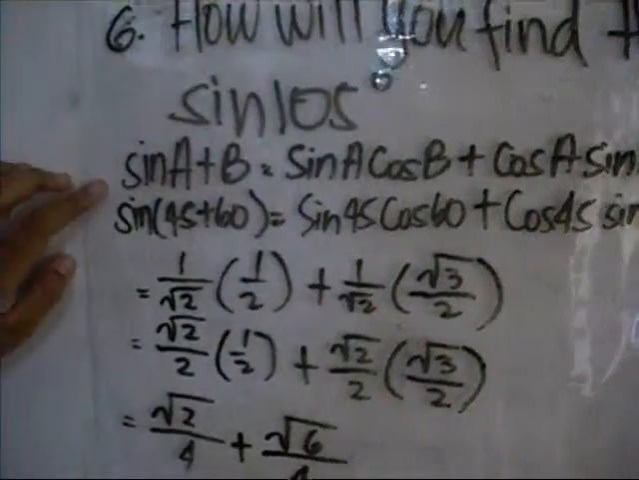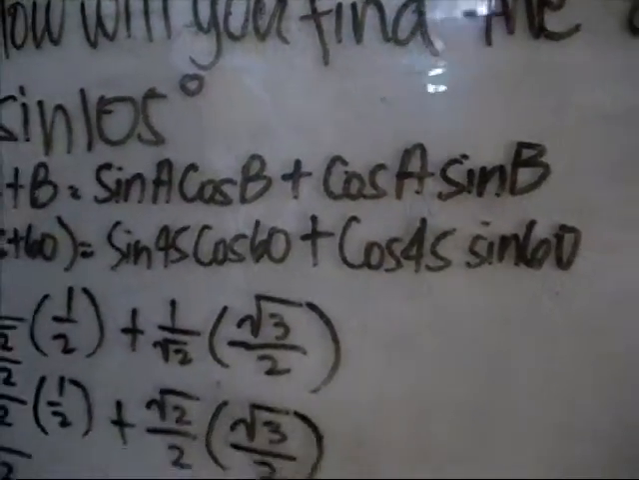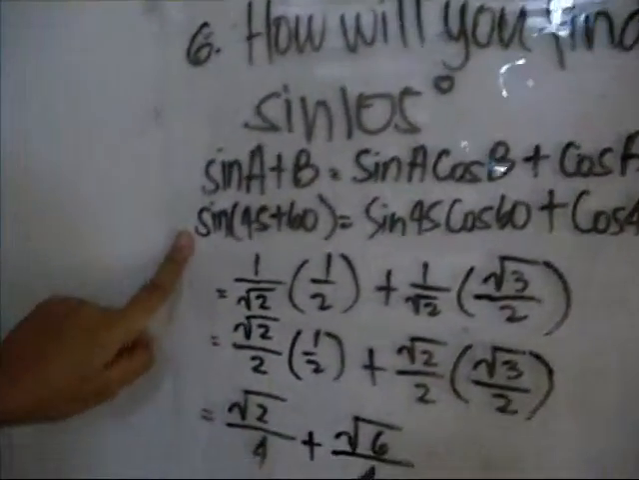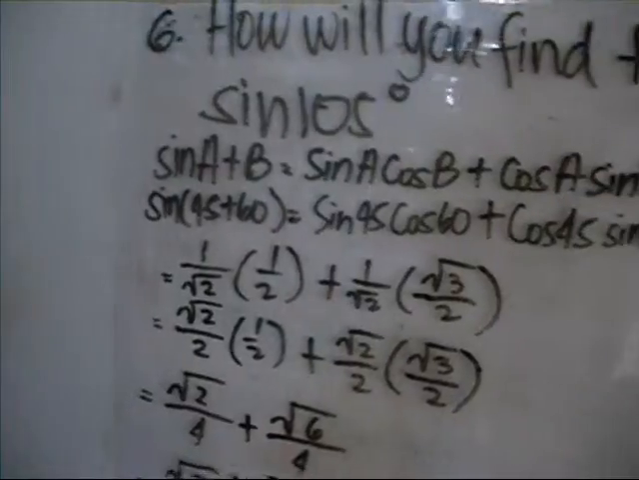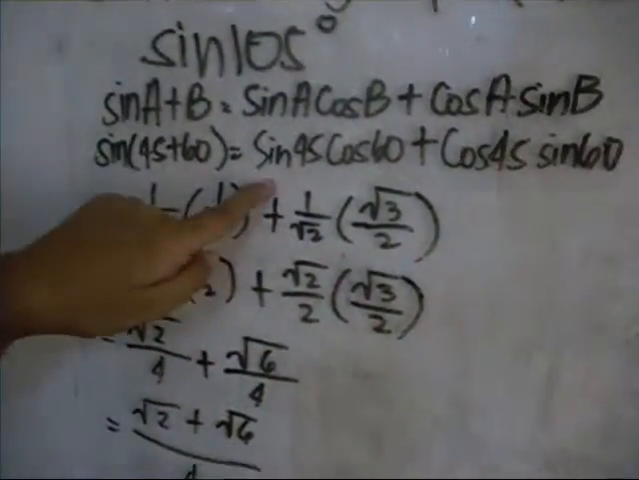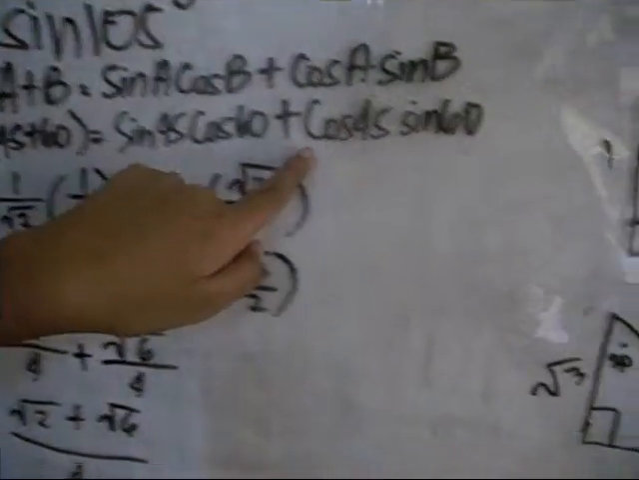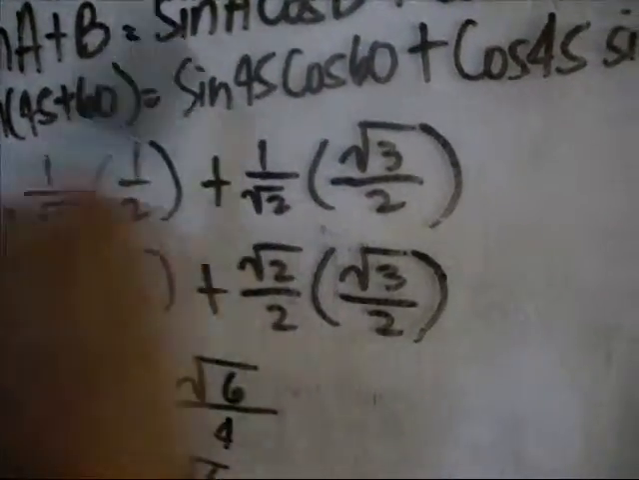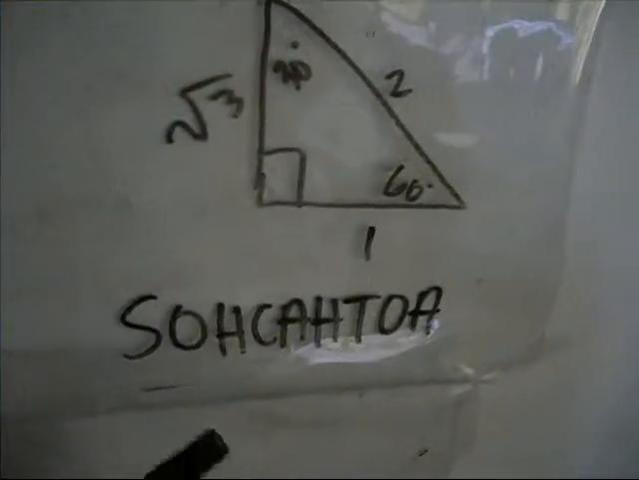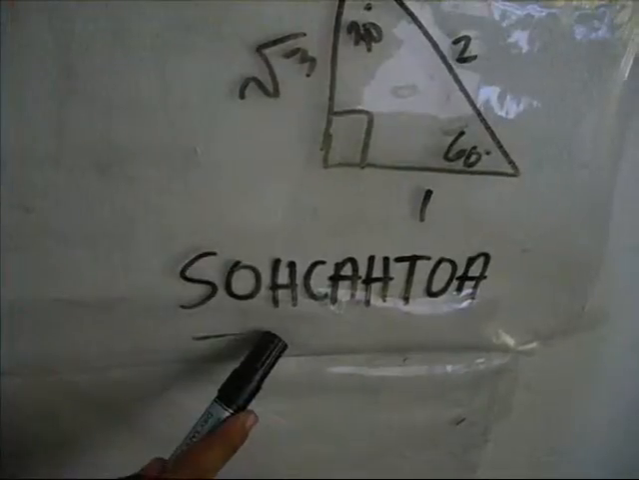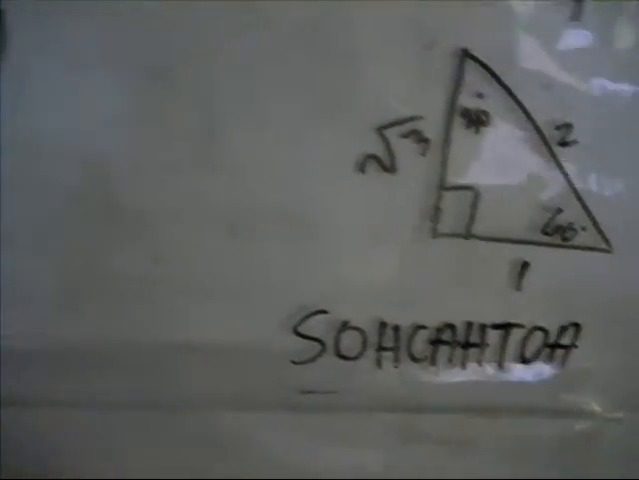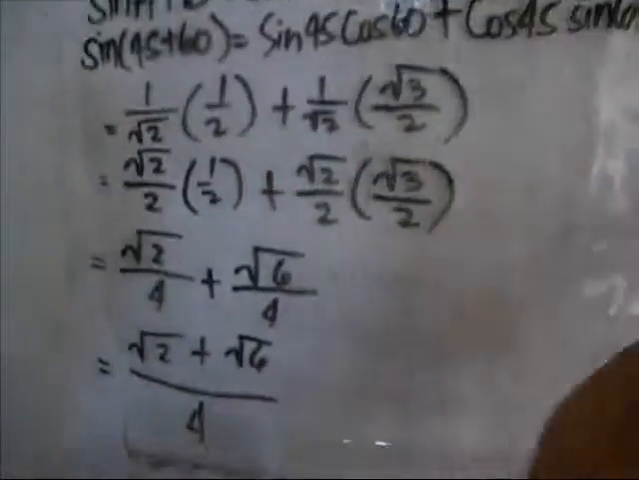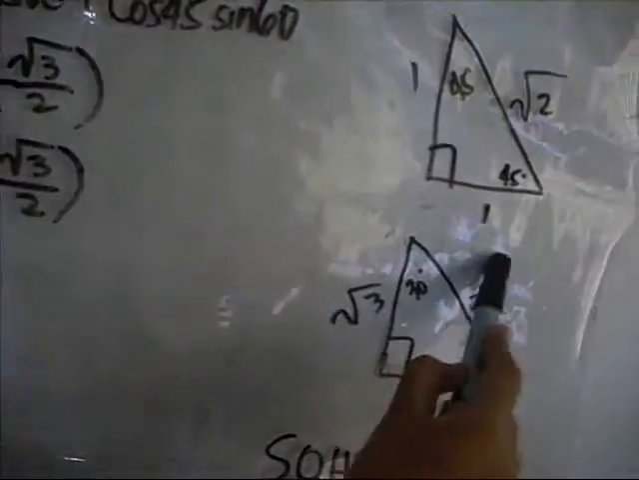Then use the formula sine a plus b equals sine a cos b plus cos a sine b. Then substitute: sine quantity 45 plus 60 equals sine 45 cos 60 plus cos 45 sine 60. Then look for the value of sine 45. So use SOHCAHTOA, which is opposite over hypotenuse. Then sine 45 is in this triangle.